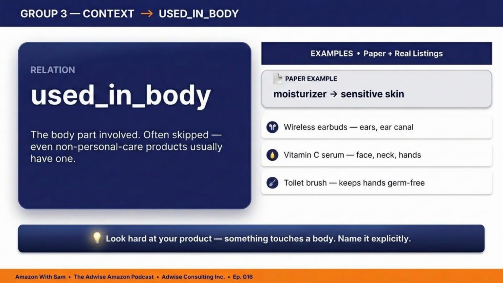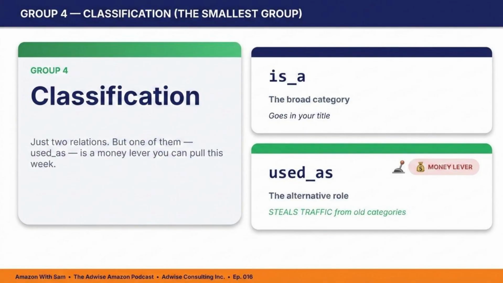Used in body, the body part involved. The paper's example: a moisturizer is used in body sensitive skin. For your earbuds, used in body: ears, ear canal. Vitamin C serum, used in body: face, neck, hands. For a toilet brush, used in body: keeps hands germ free, no contact with the bowl. Even non-personal-care products often have a body part relation. A power tool, used in body: minimizes wrist strain. A keyboard, used in body: reduces hand fatigue. Look hard at your product, something touches a body. Name it.